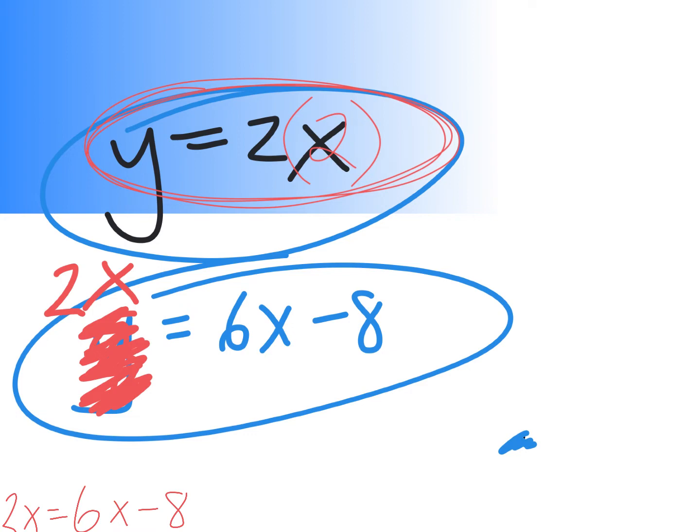I'm going to give you another one that's just like it. You ready? Y equals 5x. 2x plus 3y is equal to, let me think for a second.